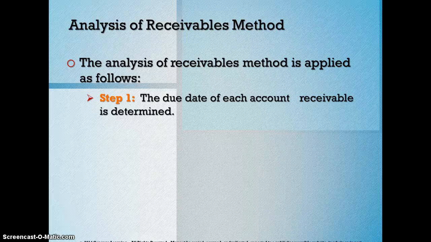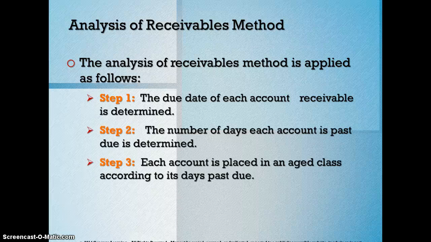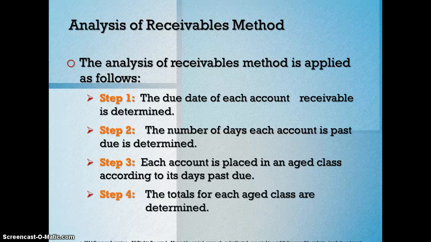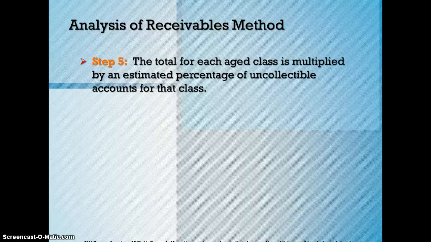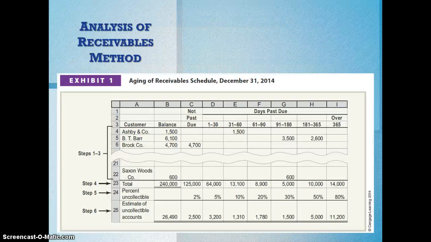Okay, so we have a couple of steps. Due date of each account is determined, number of days past due. Each account is placed in an aging, or essentially an Excel spreadsheet. And the totals for each class are determined, and then we decide how much of that we expect to be uncollectible. So ultimately, it looks like this, which is in your book, Exhibit 1. List of the customer's accounts, how many days past due, and then we add them up.